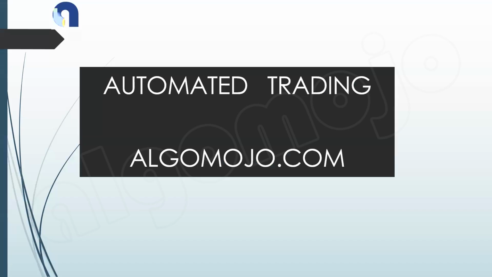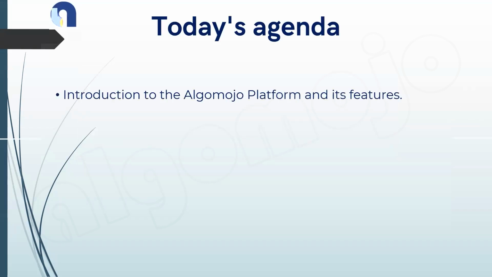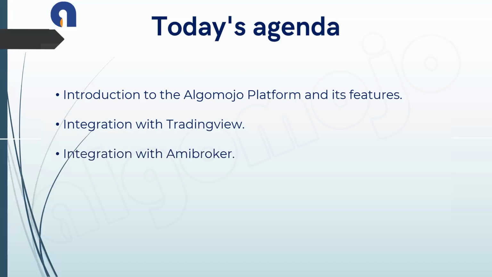We will start with a small presentation. Our website is algomojo.com. The agenda for today is a small introduction to our platform and the features that are available for all users, traders, and investors. And we will look at how to do an integration for strategies or indicators using TradingView as a platform. In case anybody is interested, we can look at how to use Amibroker also for integration, and a brief about Algomojo support and a Q&A session.